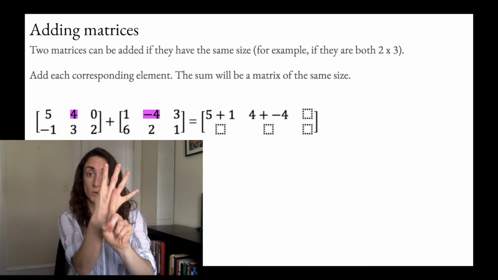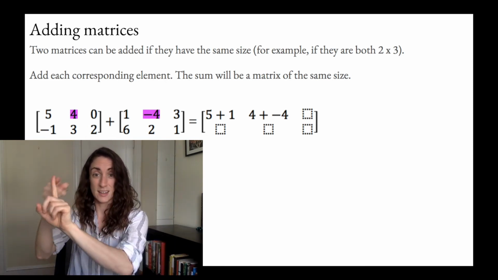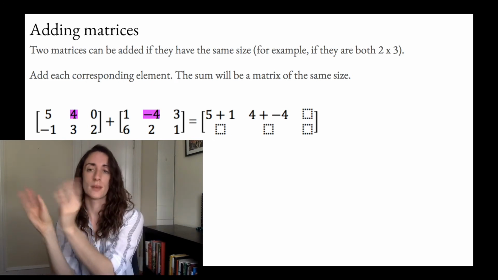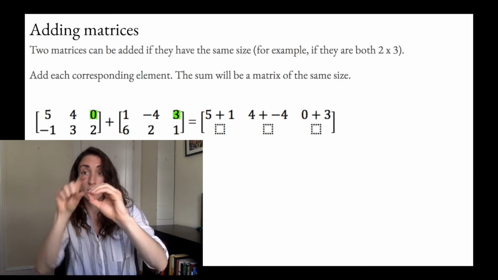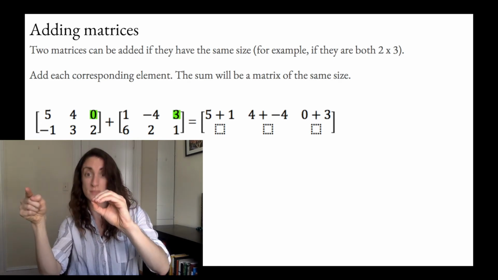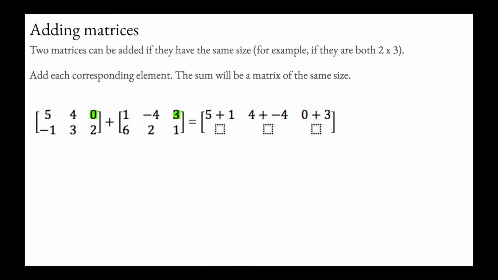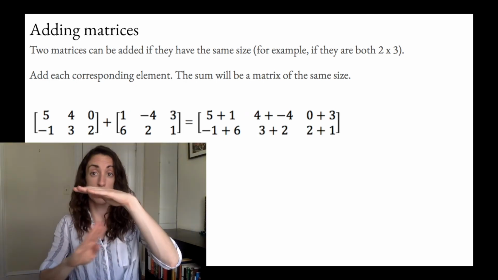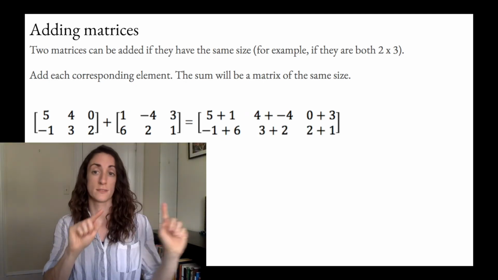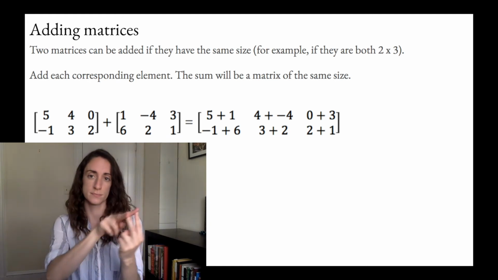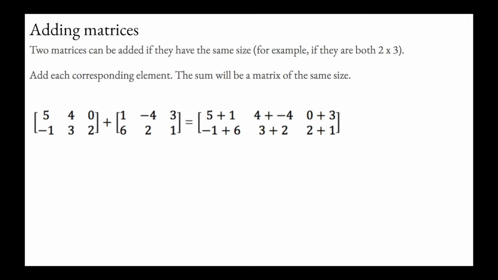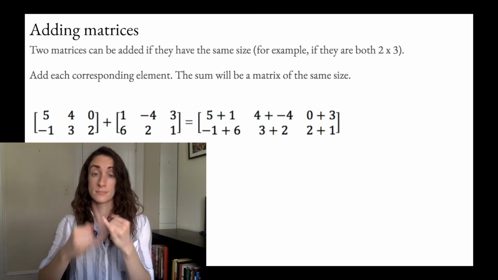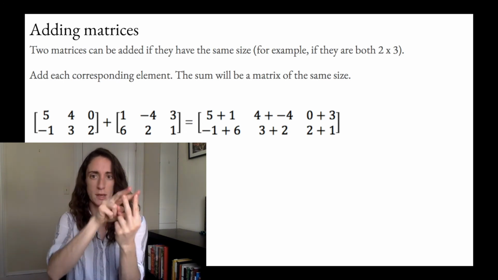And so on. So the top row, second column of our 2 matrices that we're adding are 4 and -4, so we'll add those and that will be the item in the top row, second column of the sum. And 0 plus 3 will be the last element in the top row. For the bottom row, we'll do the same thing. We'll add the first element of each matrix, the second and the third, and put them into that corresponding position in our new matrix.